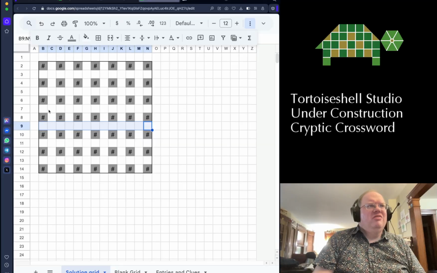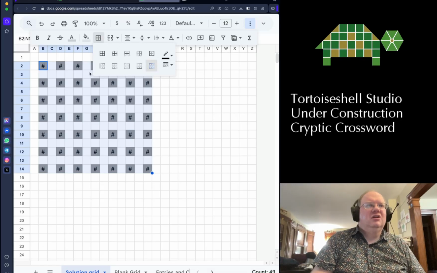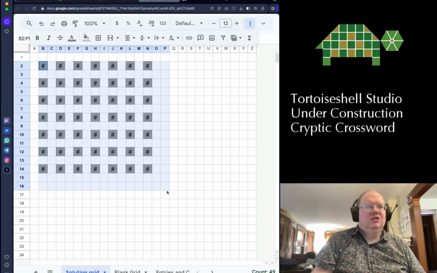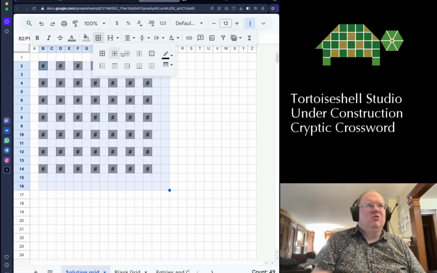I guess there isn't that much that's different. 1, 2, 3, 4, 5. Oh, wait. This is only 13 by 13. I see what I did. So let's make that bigger. We could also try to do it on a 13 by 13, but I think it works better on a 15 by 15.